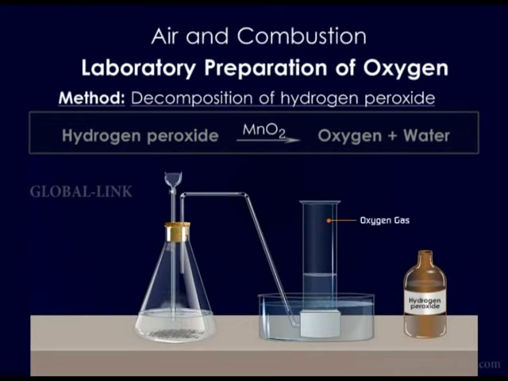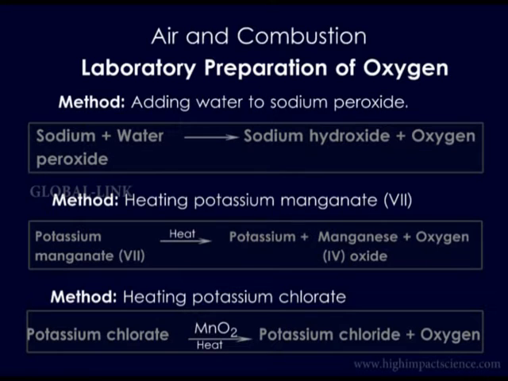We said the manganese oxide is used as a catalyst. A catalyst is a substance that alters the rate of a reaction process, but without itself being changed. Other methods of preparing oxygen include adding water to sodium peroxide, heating potassium manganate 7, and heating potassium chlorate.